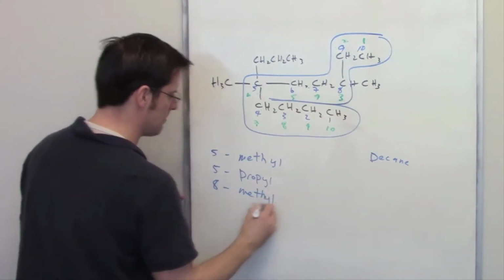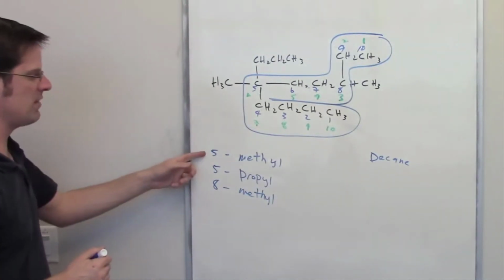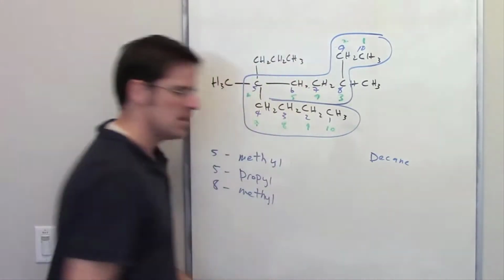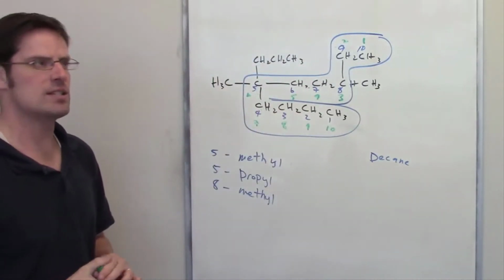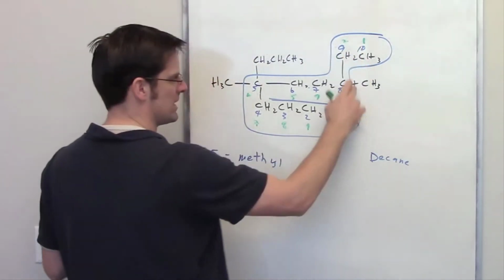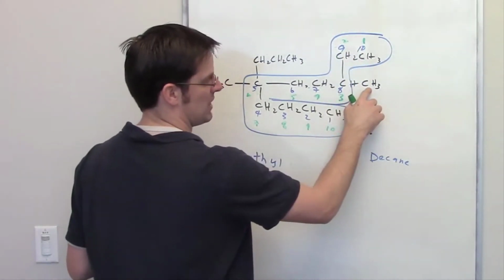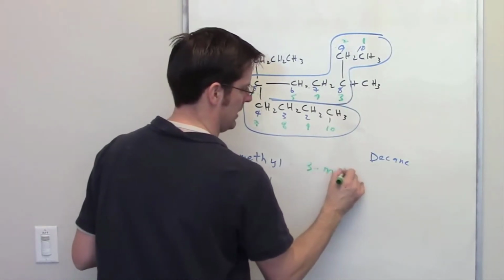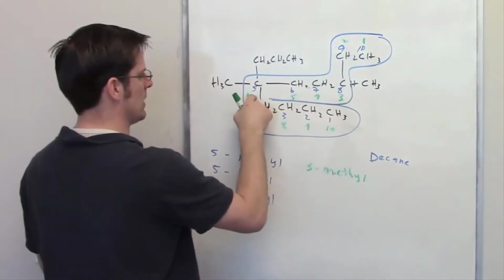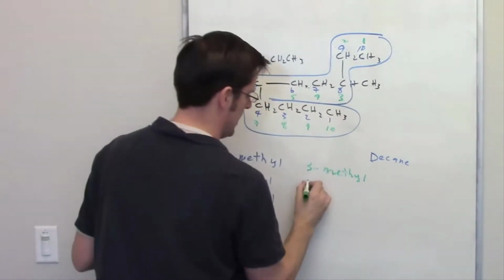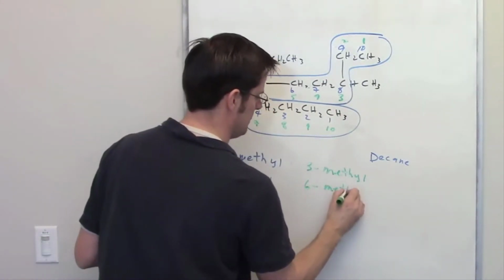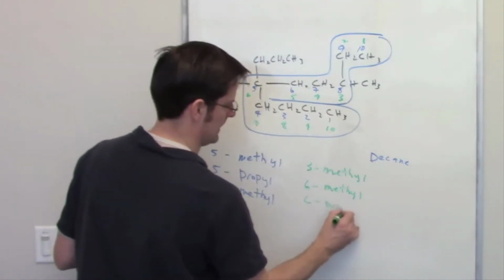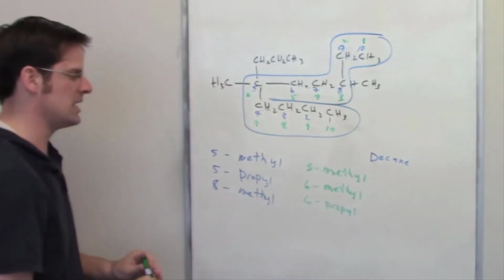So if I were numbering in the blue direction, it would be 5-methyl, 8-methyl, 5-propyldecane. However, that may or may not be the right direction. Let's see what it looks like in the green direction. Coming in the green direction, I've got a methyl group attached to carbon 3. So I could go 3-methyl. And then, continuing in the green direction, coming off of carbon 6, I've got 6-methyl. And also coming off of carbon 6, I've got 6-propyl. So that would be the number scheme for the green direction.